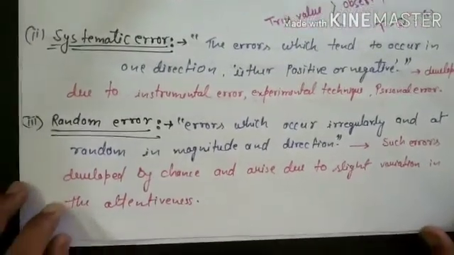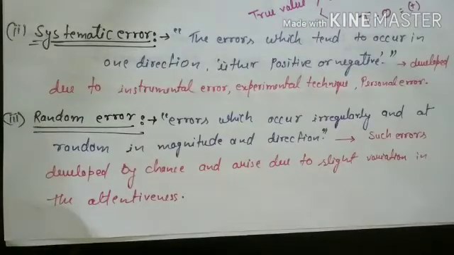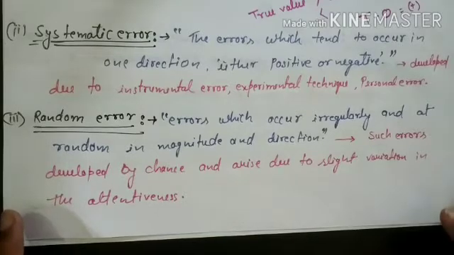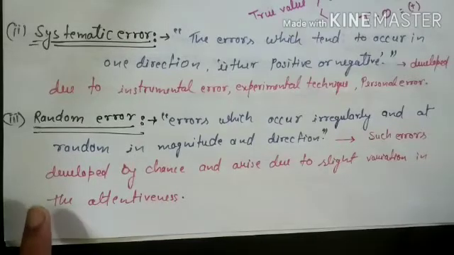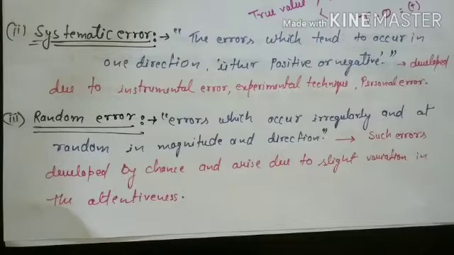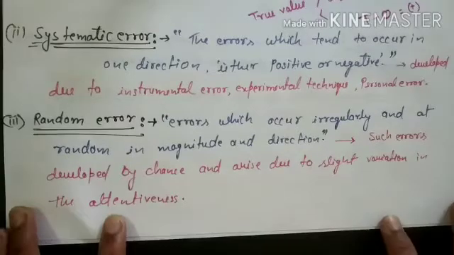The next type of error is random error. As you can see in the definition, these are errors which occur irregularly and at random in magnitude and direction, just opposite to the systematic error. In systematic error we have studied that it is a one-directional error, but in random error sometimes your observed value comes greater or sometimes lower than the true value. So it's bidirectional and nothing is fixed here. Such errors are developed by chance and arise due to slight variation in attentiveness.